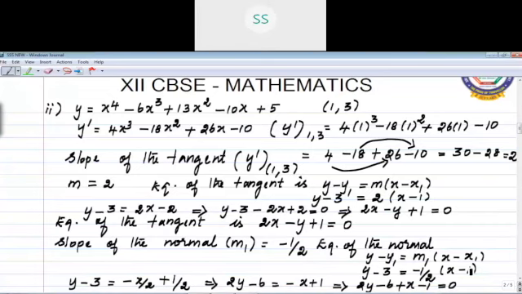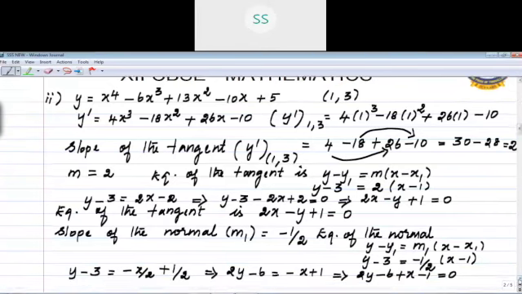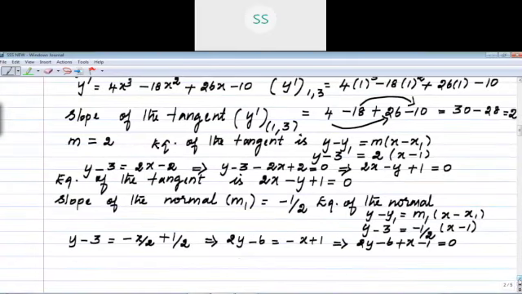Now, the final answer we are going to write, the equation of the normal. Equation of the normal is what? x plus 2y minus 7 equal to 0, right? x plus 2y minus 7 equal to 0.